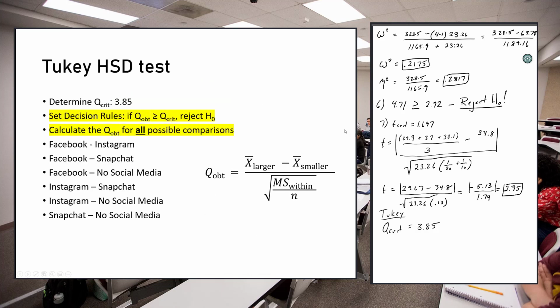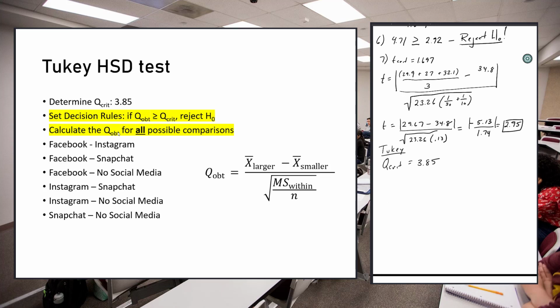Okay, so next our decision rule is going to be to reject the null if a Q obtained value is greater than 3.85. And we need to compute Q obtained for all possible comparisons. Now I'm going to try to demonstrate a relatively quick way to do this, because these can get kind of gnarly whenever you have more than 4 groups especially. There's so many different comparisons. So first we should compute the denominator of the Q obtained value.